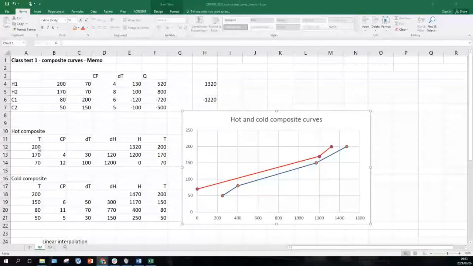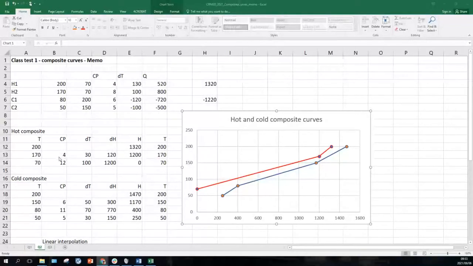And then we have a look at what the enthalpy change is going from 200 to 170. So we need to see how many streams are involved. From 200 to 170, there's only one stream involved. It's H1, and its CP is 4. Going from 170 to 70 would involve both H1 and H2, so the CP is 4 plus 8, which is 12. And the temperature difference from 200 to 170 is 30.